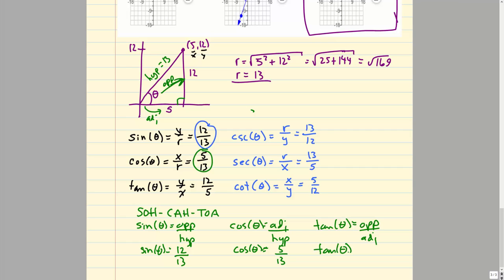So if you're used to working with right triangle trig and you'd prefer to do that, that's fine. Just as long as you always show your work, because I always want to see your work and how you get your answers. Okay, so let's go ahead and look at a few more examples.